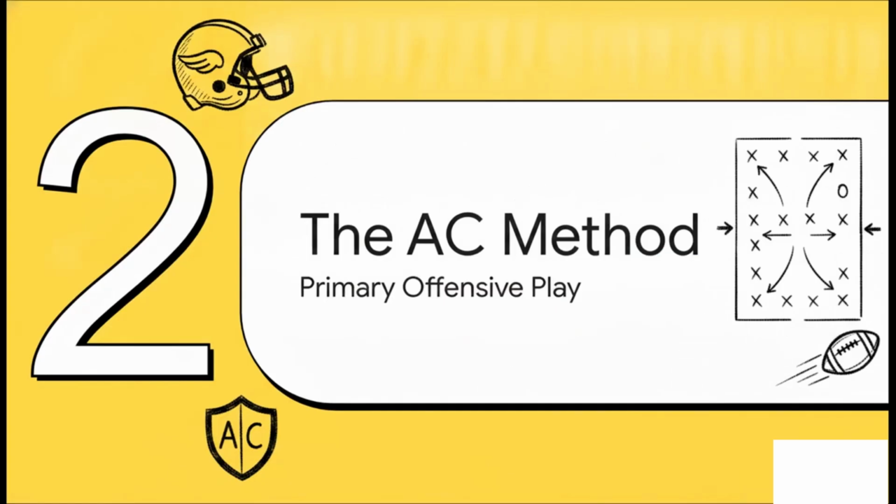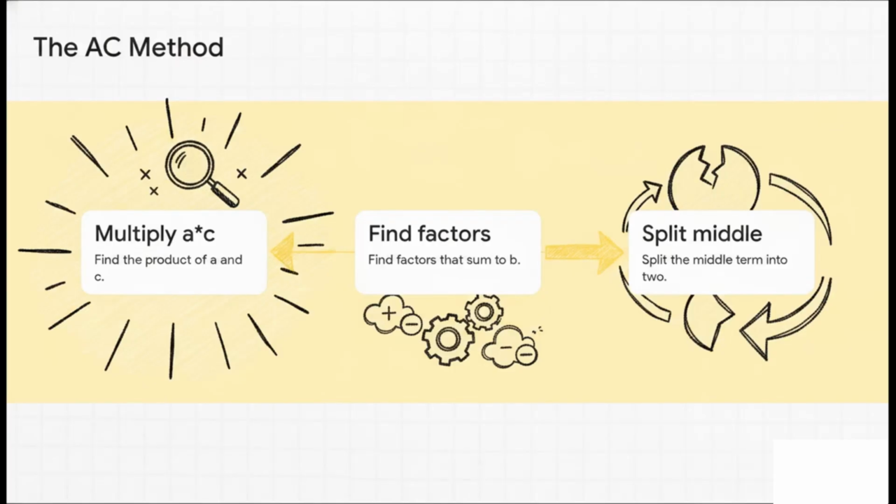Moving right along to Section 2, mastering the AC method. Now, using the AC method for factoring is basically our secret weapon. Let's break down the core algorithm. It's called the AC method because your very first step is to multiply your A value, the first number, by your C value, the last number. Step 2, take that brand new product and find a magic pair of numbers that add up perfectly to your B value, the middle number. And then step 3, you use that magic pair to split your middle term into two separate pieces.